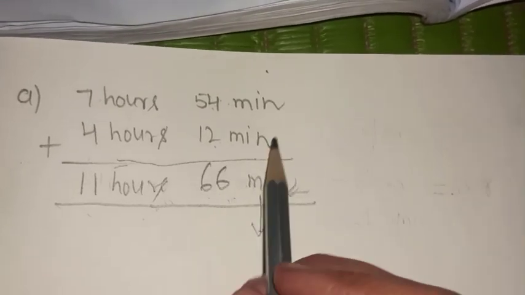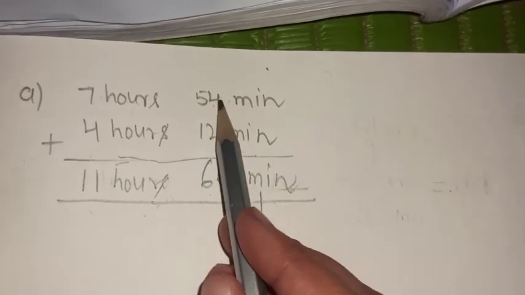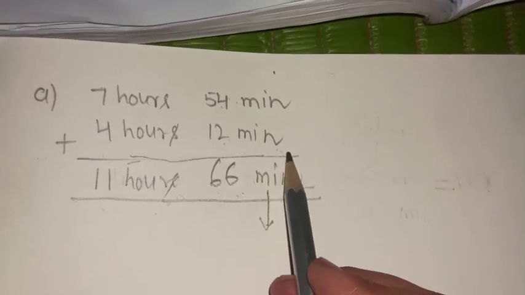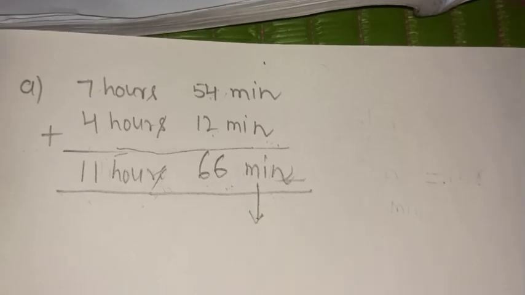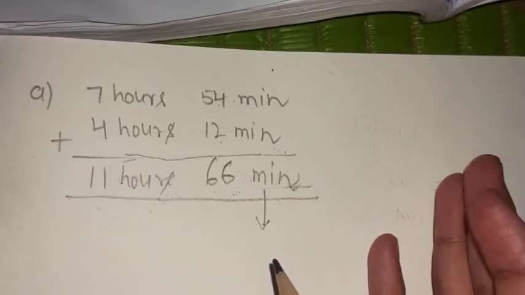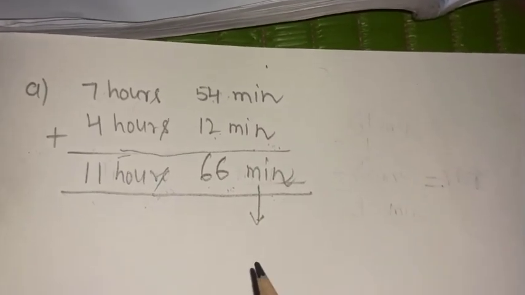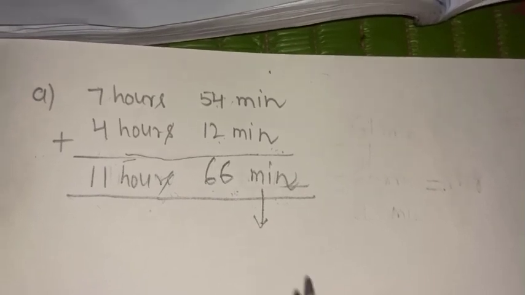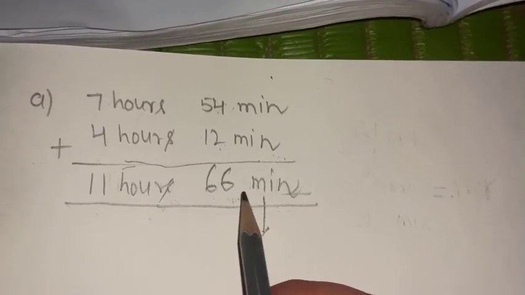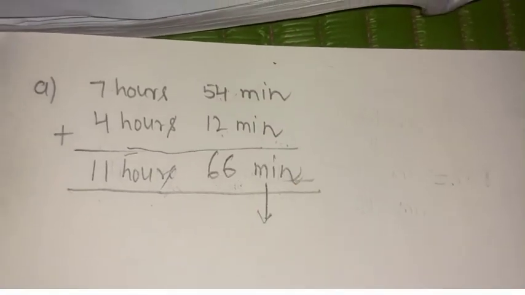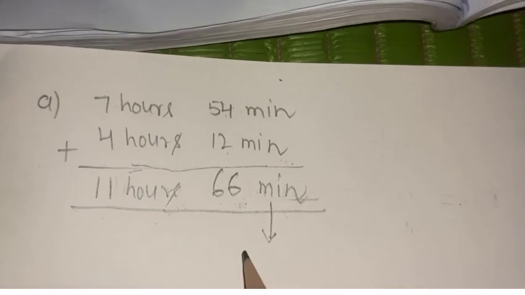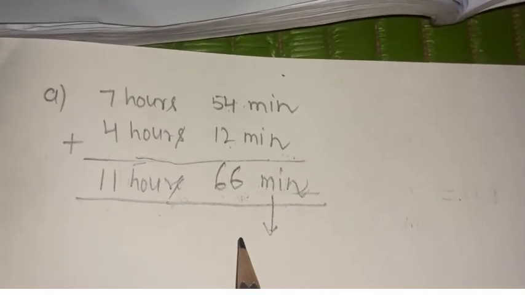Why? Because we know that this particular area is of minutes. This is the minute section, this is the hour section. So we know that 60 minutes is the maximum. After 61 minutes, it will contain an hour also, right? Because 60 minutes is equal to 1 hour. So these 66 minutes contain 1 hour. That's why we will just take out that 1 hour from these minutes. That's why we will subtract 60 from here.